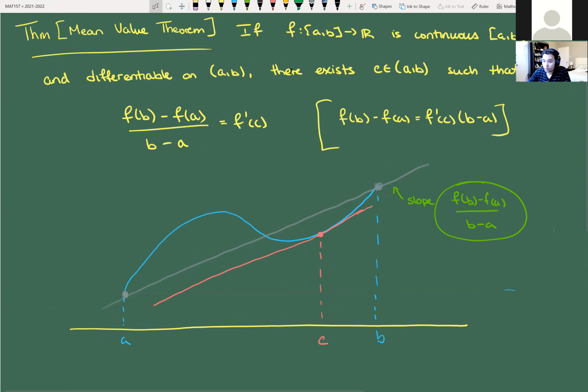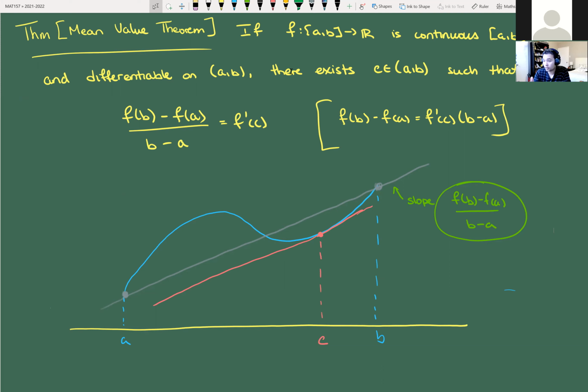We stated and proved the mean value theorem. So the mean value theorem says, if you're continuous in the closed interval and differentiable in the open interval, same hypotheses as Rolle's theorem, right? That was exactly the same setup. Then there's some point in the open interval (a, b) whose tangent line has the same slope as the secant line between a and b.